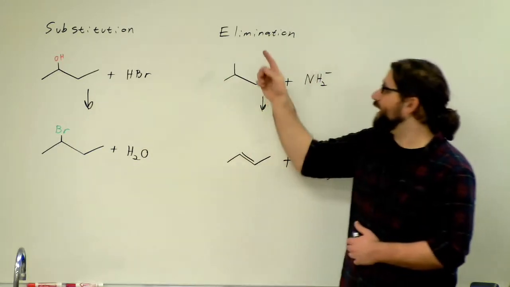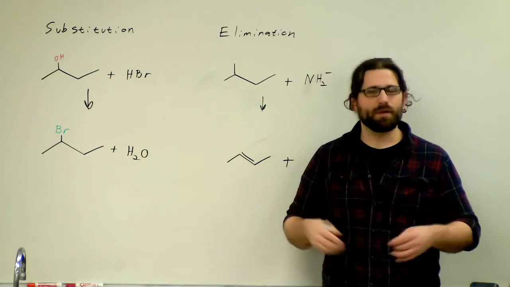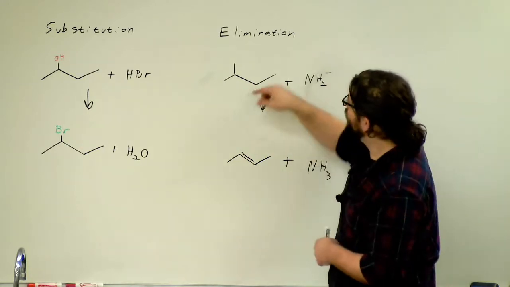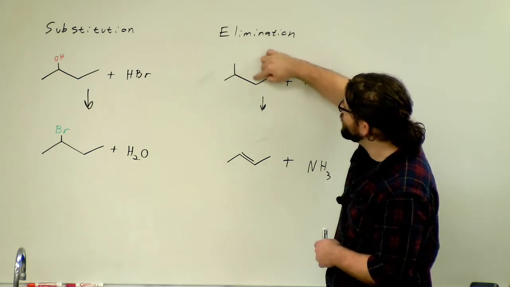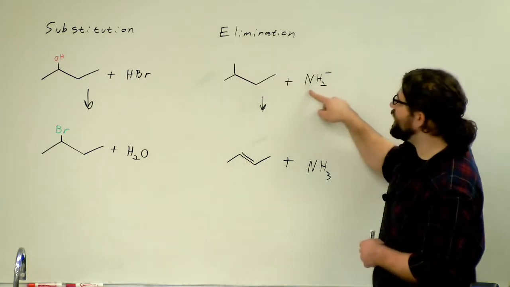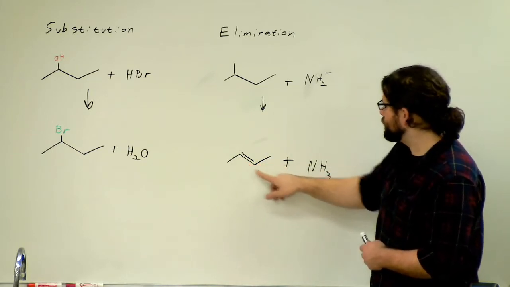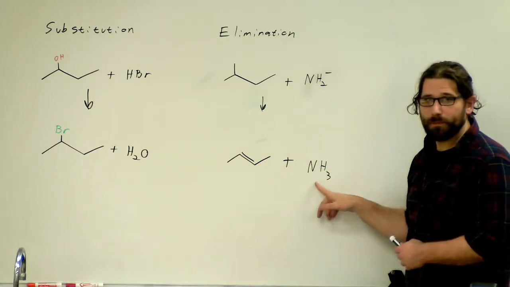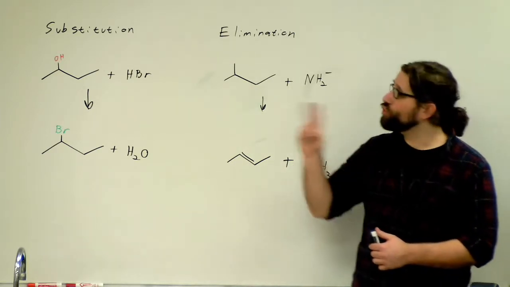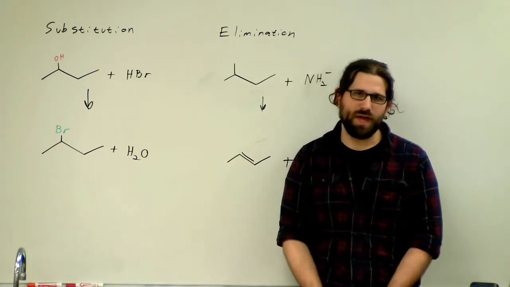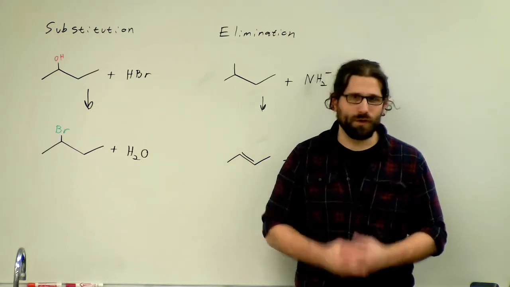In an elimination reaction, instead of having something replaced, I'm going to lose something. In this reaction, I'm going to be losing a hydrogen off of this carbon right here and a hydrogen off of this carbon right here to an NH2-, creating a double bond and some ammonia. I have two ways elimination reactions can happen and two ways substitution reactions can happen. And we're going to investigate both of those. Well, all four of those.